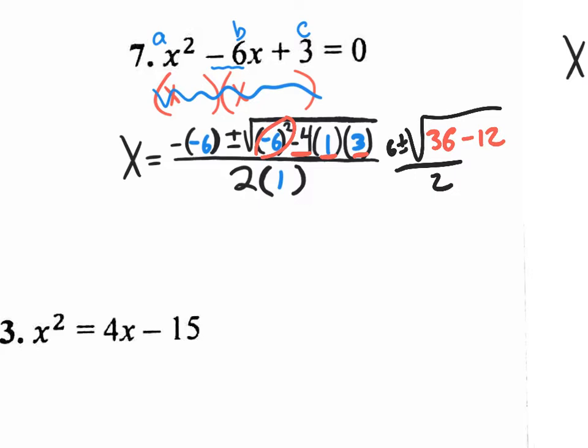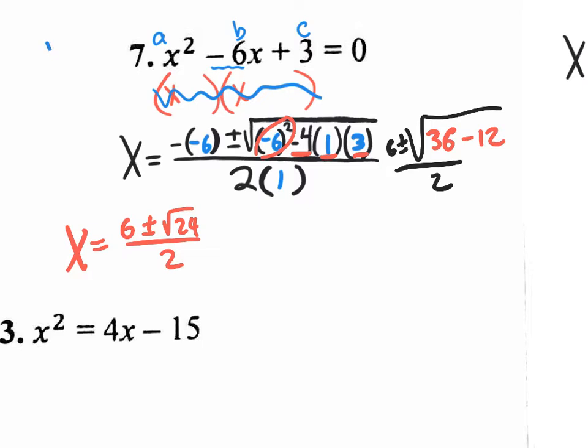But let's finish up that discriminant. What's 36 minus 12? 24. So I really have, let me rewrite the whole thing. X equals 6 plus or minus the square root of 24, all divided by 2.